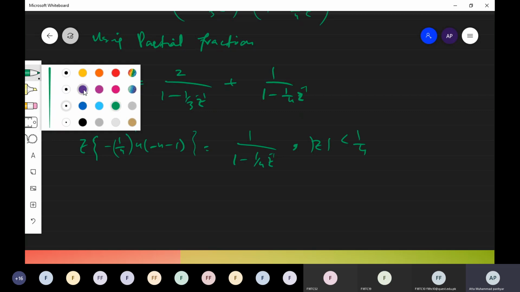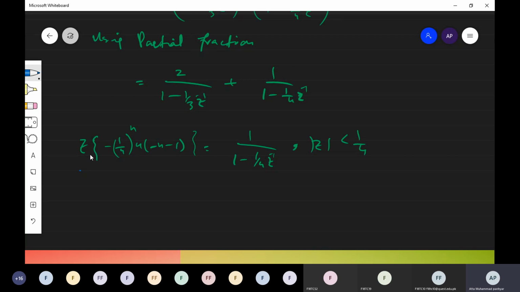And our second signal, okay, so the z transform of minus 1 by 3 whole power n u of minus n minus 1 is equal to 1 upon 1 minus 1 upon 3 z inverse, and our z is less than 1 by 3, right?